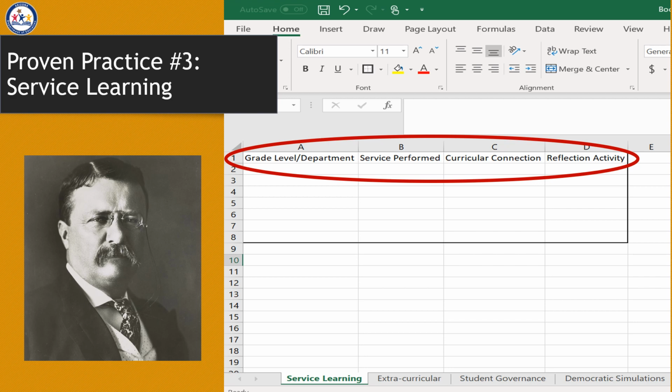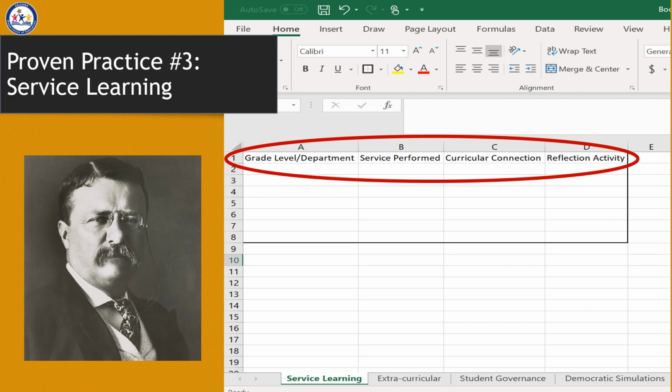Theodore Roosevelt said, "This country will not be a good place for any of us to live in unless we make it a good place for all of us to live in." This is the essence of service learning. Service learning is used as an instructional methodology to make intentional links between the academic curriculum and student work that benefits the community. Service learning is far more than community service alone.